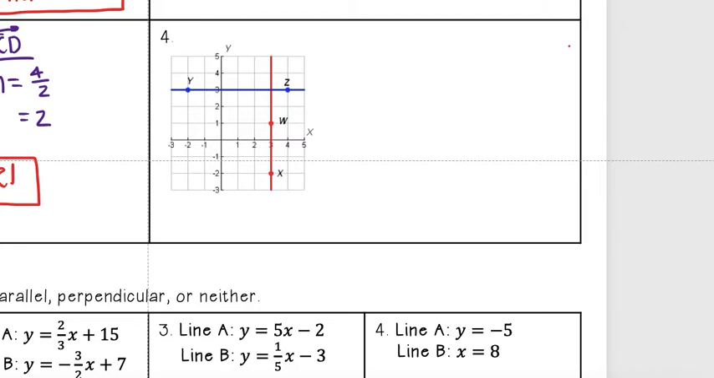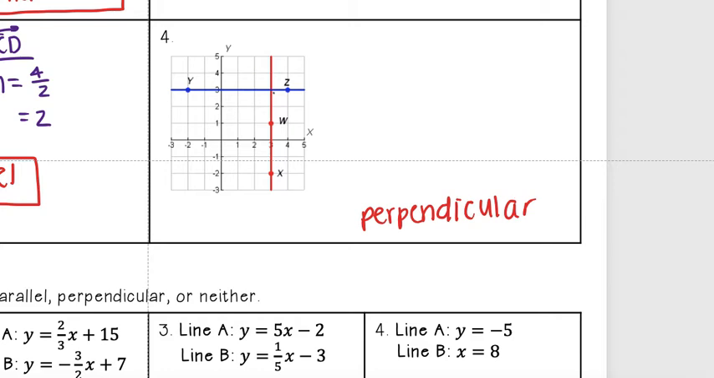Okay, now number 4 is a little bit different. I see that I have a horizontal and a vertical line. If you recall from the last video, I told you whenever that happens, these are going to be perpendicular. But let's say you didn't remember that. Let's try finding these slopes.